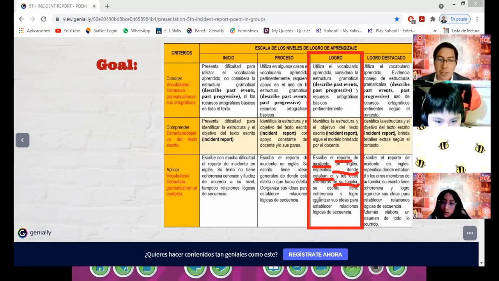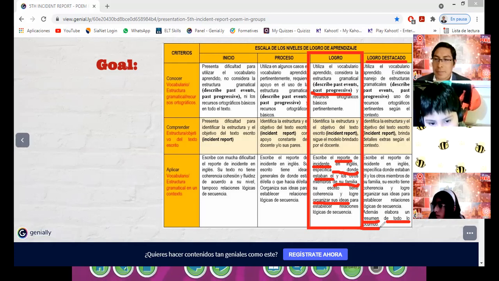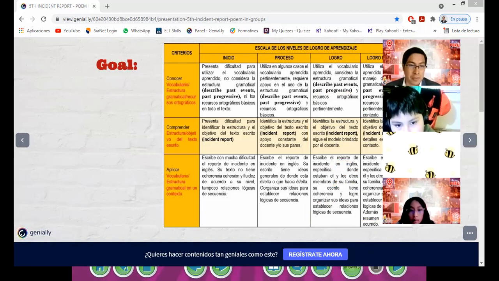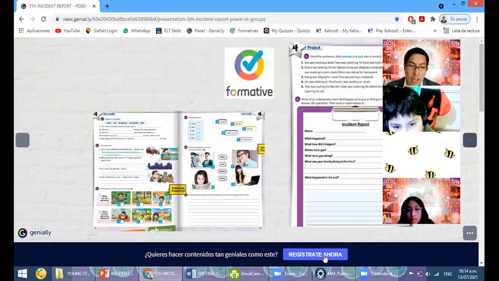Okay? You need to put your ideas in order. You need to use the grammar, remember, the past progressive. Okay? You need to talk about that. And if you want to add, you need to make a summary. A summary of all the incident. A paragraph. Okay? This is the class for today. But first, let's make a revision. Okay, let's make a revision in our workbooks.